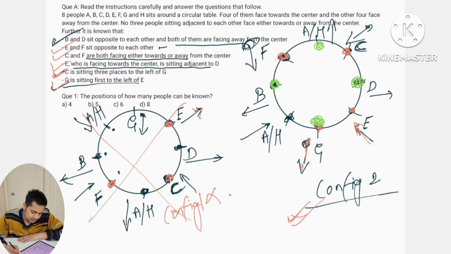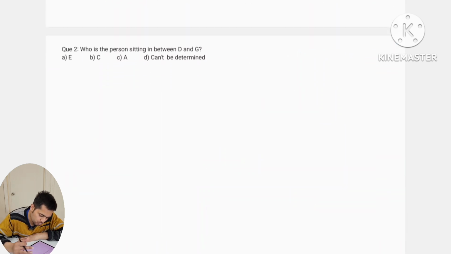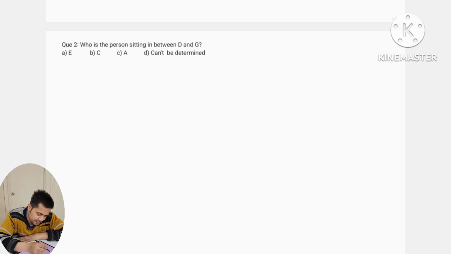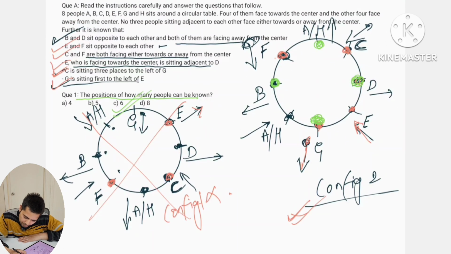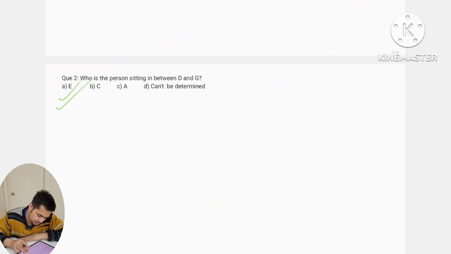So let's see the questions. Question number 1, the position of how many people can be known? For 6 people position is known, A and H are still not identified. So answer is 6. Question number 2, who is the person sitting in between D and G? So let me see, between D and G, who is sitting? E is sitting. So E is the right answer.